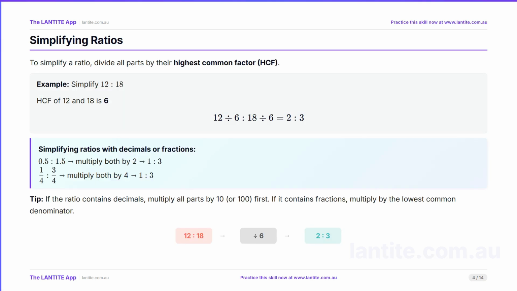To simplify a ratio, divide every part by the highest common factor. For 12 to 18, the HCF is 6, so we divide both by 6 to get 2 to 3. If your ratio has decimals, multiply all parts by 10 or 100 to make them whole numbers first. If it has fractions, multiply by the lowest common denominator. The key idea is the same as simplifying fractions. Keep dividing until you cannot simplify any further.